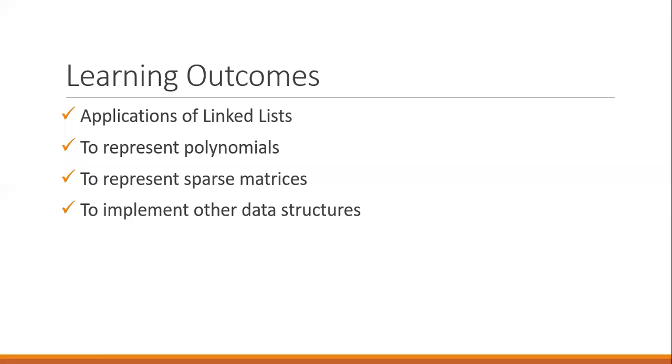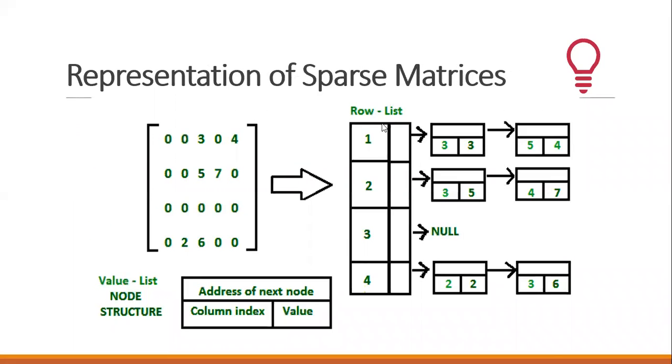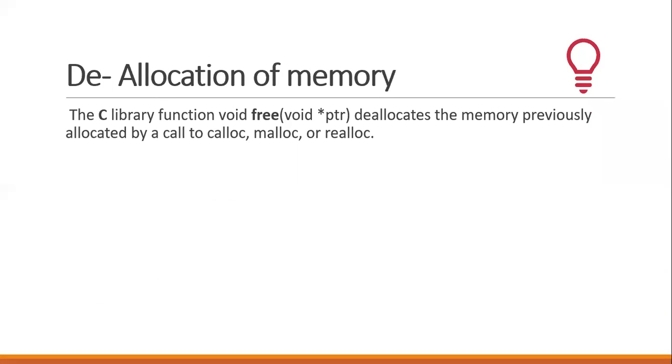Then we want to represent sparse matrices. A sparse matrix has more zero values than non-zero values, and we make use of row, column, and the particular value to represent those non-zero values. We maintain a row list, and it points to all the column numbers where we have non-zero values associated with it. And if there is a row in which there is no non-zero value, then it can have a null associated with it.